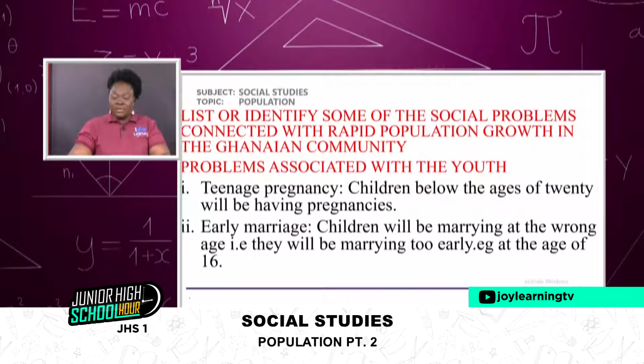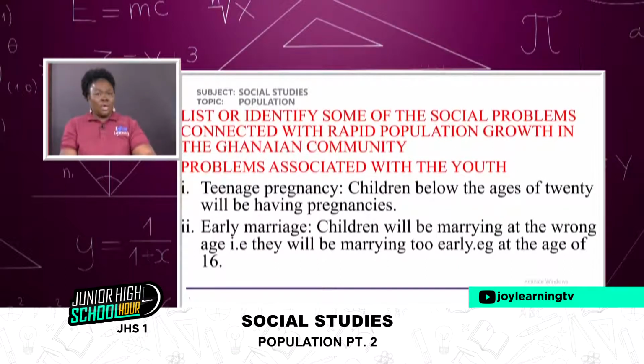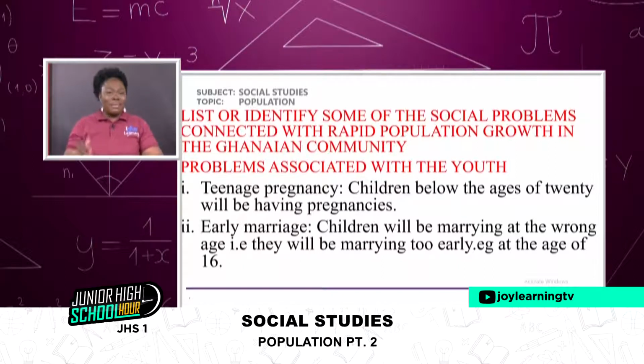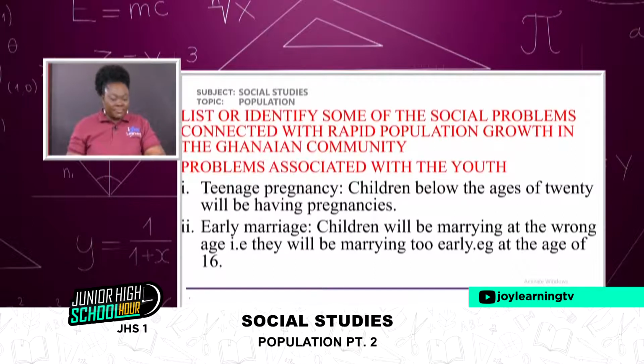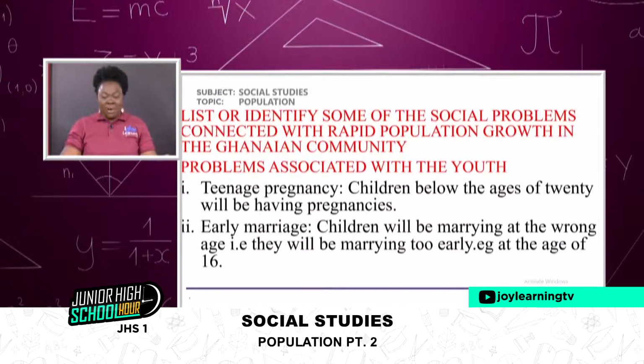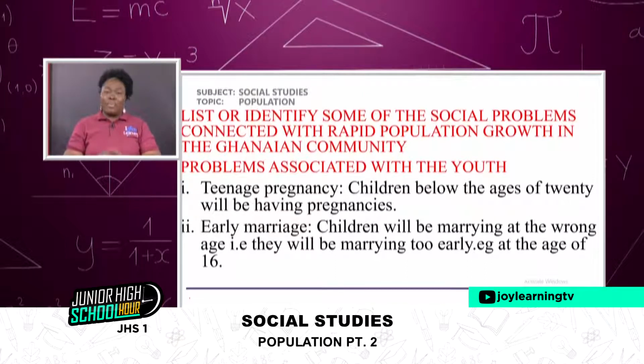Children below the ages of 20 will be having pregnancies or will get pregnant. And it's also a problem because when they are living in places like the slums, there is no control. They end up being lured by elderly men or even their peers, and then they get them pregnant. Then early marriages. Children will also be marrying at the wrong age, too early, at the age of 16. At 16 years, what do you know about marriage?